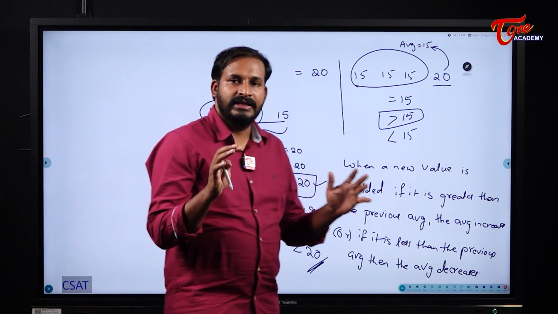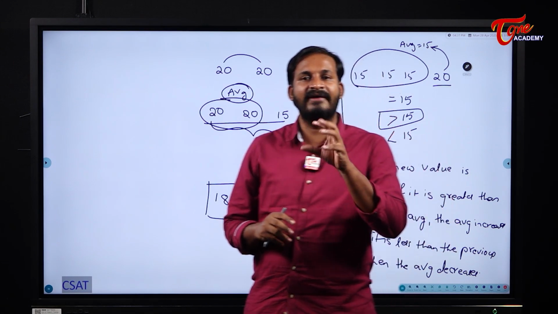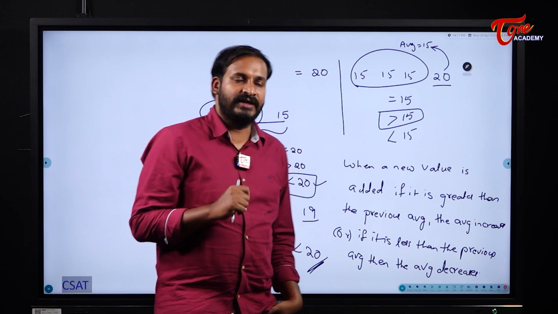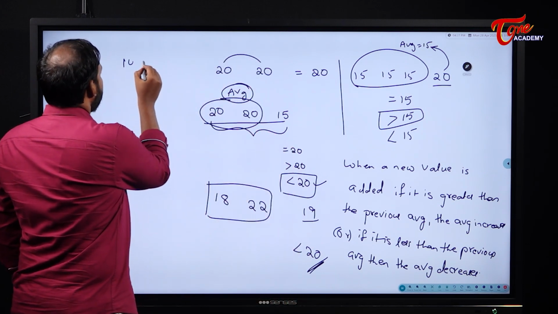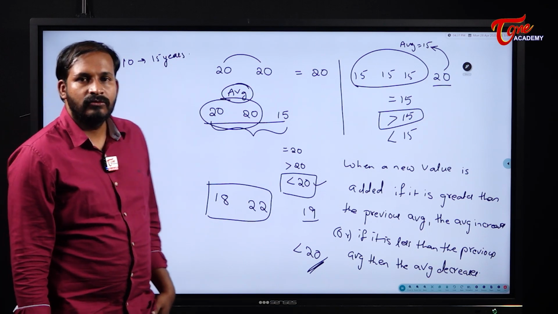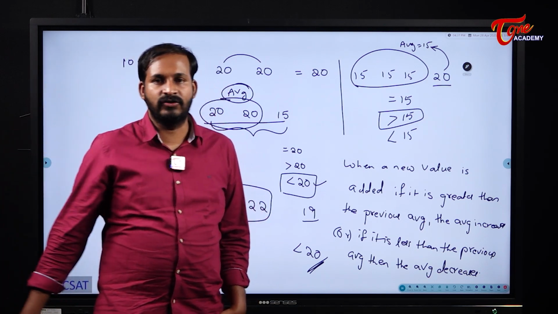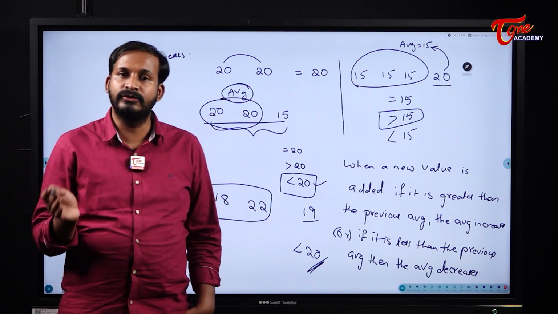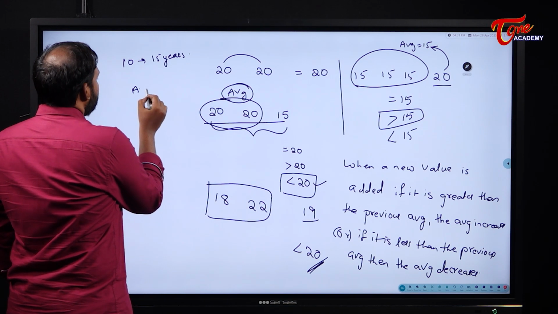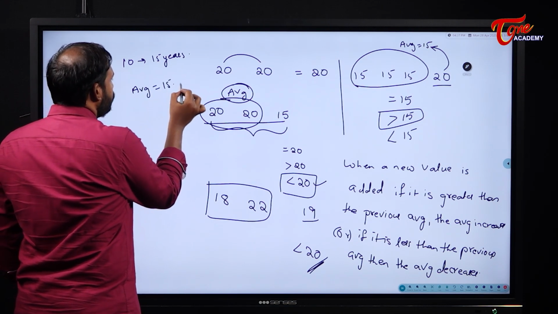The same thing vice versa. For example, there is an average. For example, the average age of some 10 students is 15 years. Okay. Now one more new student was added to that group, and the average became 15.2 years.